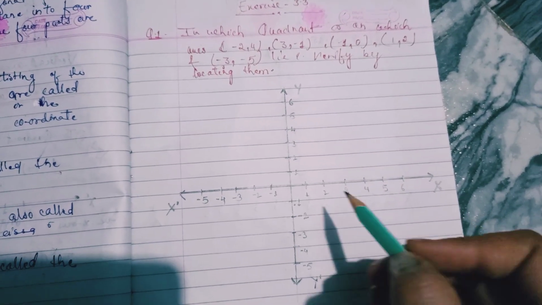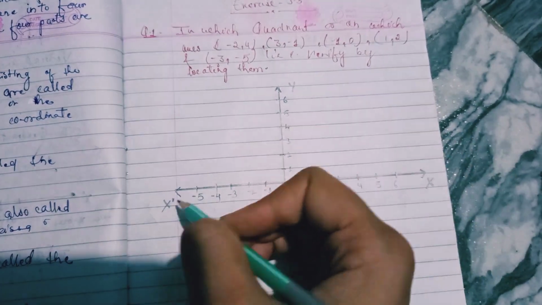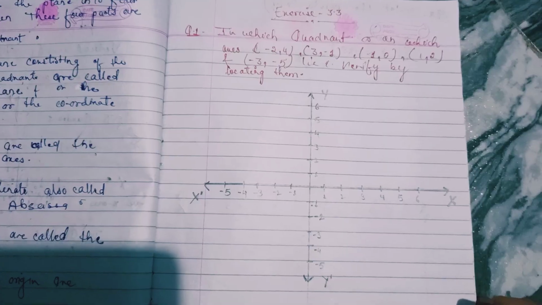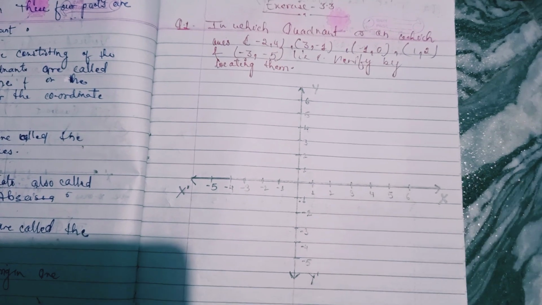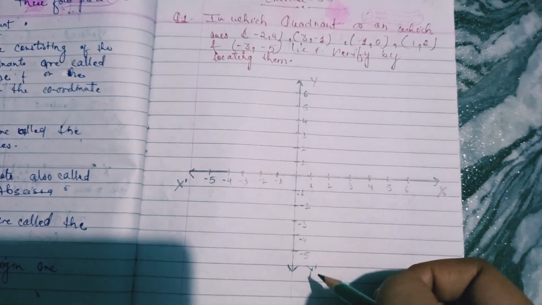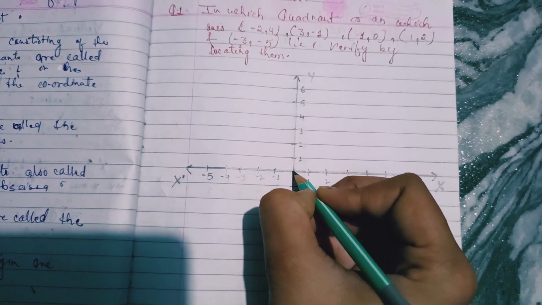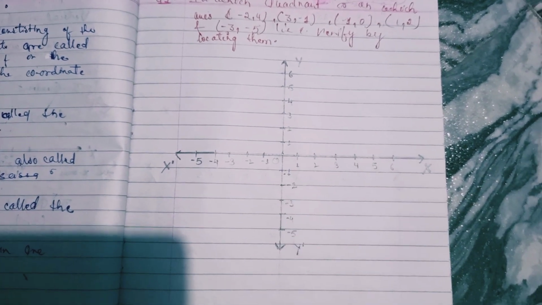Firstly, draw a Cartesian plane. This is the x-axis, -x-axis, y and -y. You can easily draw them. Here x, minus x, y and minus y; this is denoted by a dash sign. This is the center point and this is the origin. It is denoted by 0, or we can write it as O.